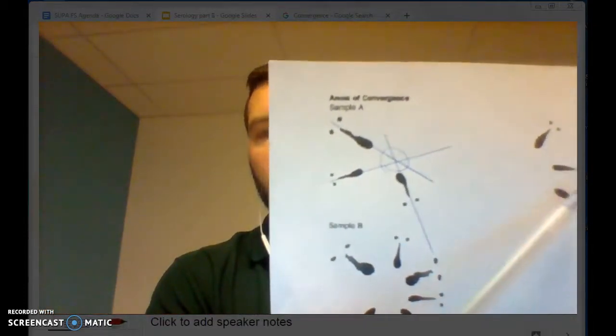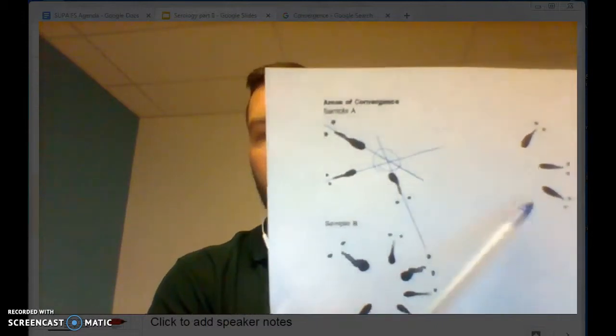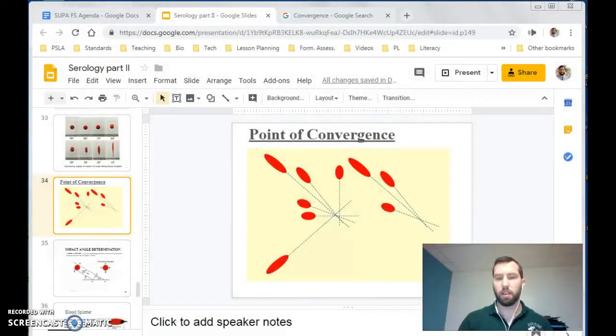Right, there's some more blood drops. So that means there are two incidents in this scenario. Okay, so this is step one, or the first activity you're going to do today.